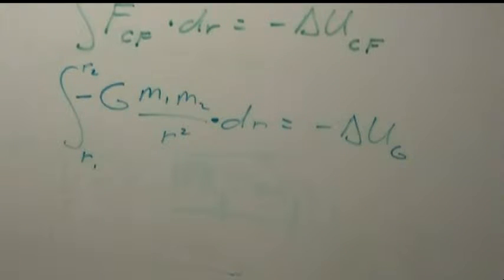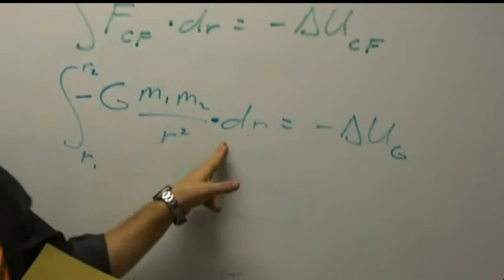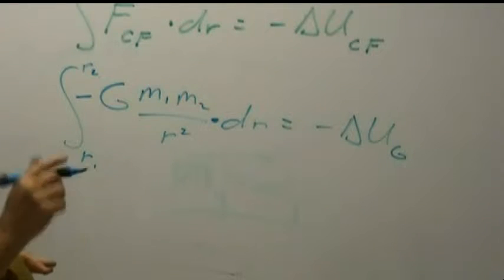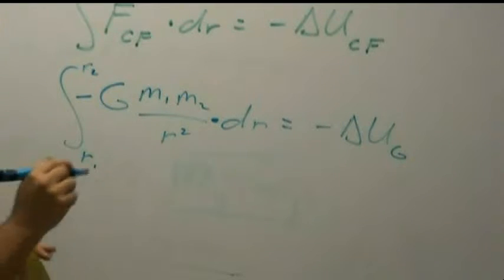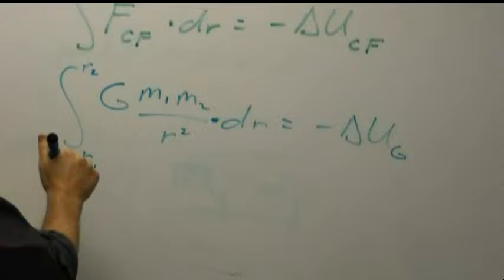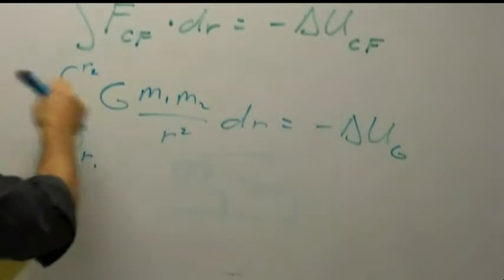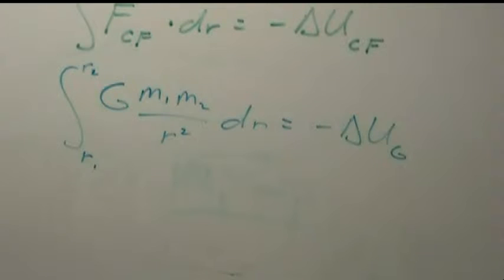Which way is the force of gravity? Downward. Which way is the displacement? Up. So our dot product is going to give us a negative, right? I hope my negatives work out. Half the time I double account for my negative. So this dot product is going to make a negative itself, which takes that negative away.